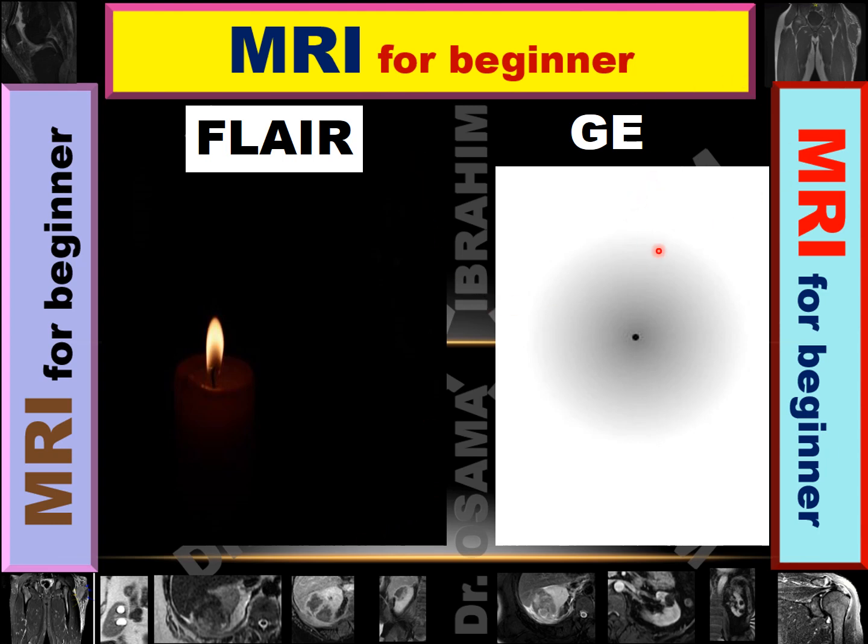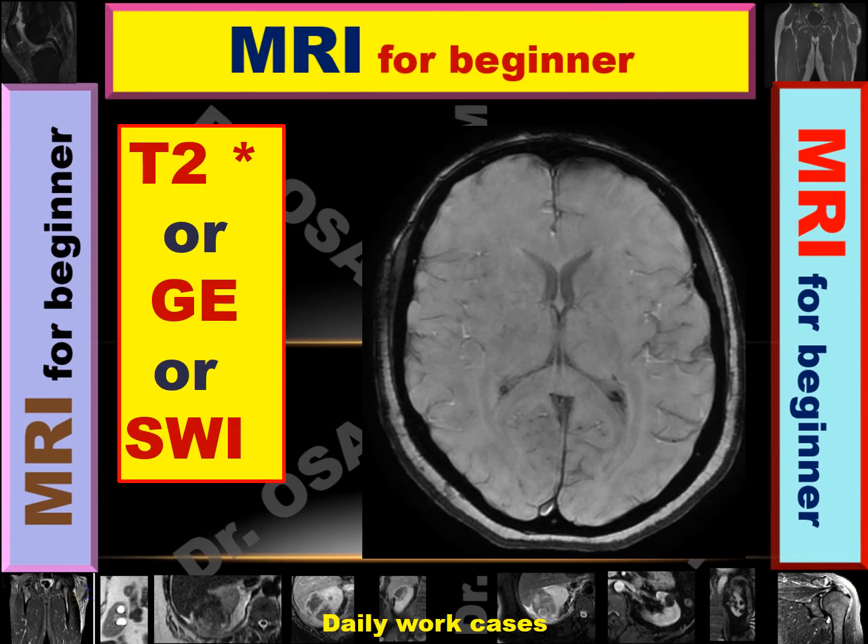The gradient echo is another MRI sequence, which shows the abnormality as a dark dot within the white background, as we will see in the next slides. Another MRI sequence shows the background is white with a hazy outline. So this sequence is called T2 star or gradient echo or SWI, susceptibility weighted image.